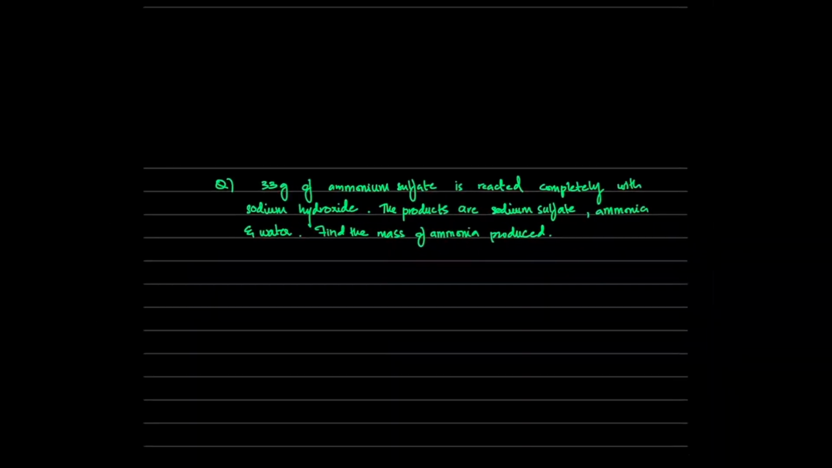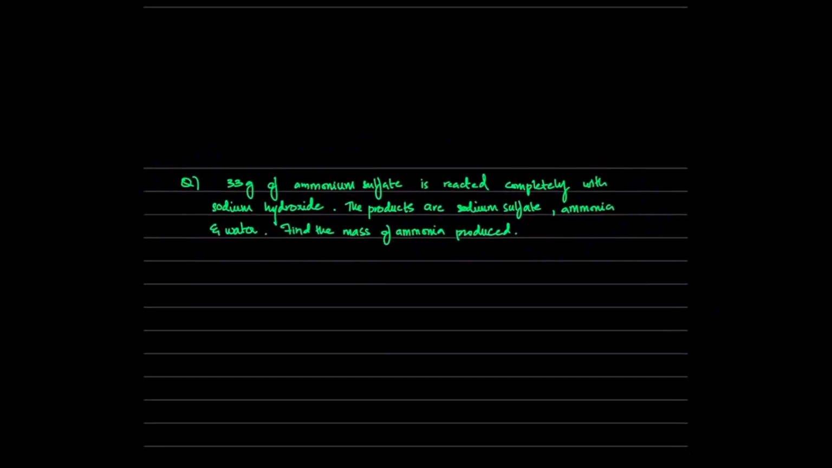Okay, so in order to solve this question, this is a mole calculation question. Before we solve the question, we have to first write an equation. So to write this equation, we need to know the formula of ammonium sulfate and sodium hydroxide. I've given you the reactants, ammonium sulfate and sodium hydroxide, and the products, which are sodium sulfate, ammonia, and water. So first we need to write the equation.